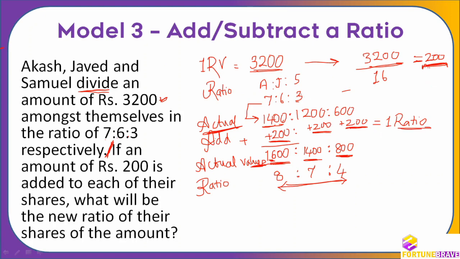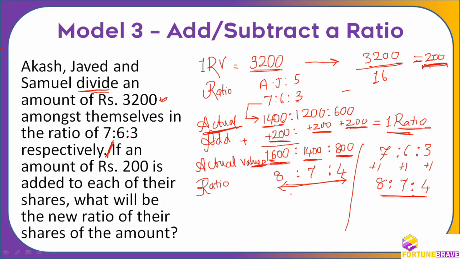So what I should have done is, because the original ratio was 7 is to 6 is to 3, listen to this carefully. If you observe, you will be able to solve this question. If the original ratio is 7 is to 6 is to 3 and you are adding 200 which is equal to 1 ratio, so I have to add 1 ratio here. Plus 1, plus 1, plus 1. So it will become what? 8 is to 7 is to 4. Directly we can add.